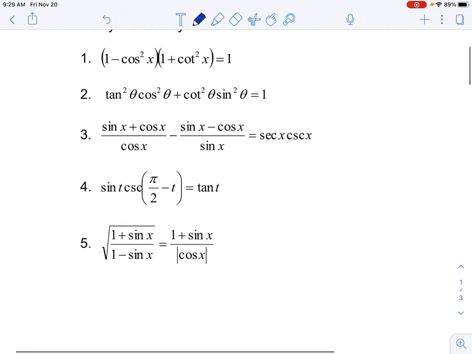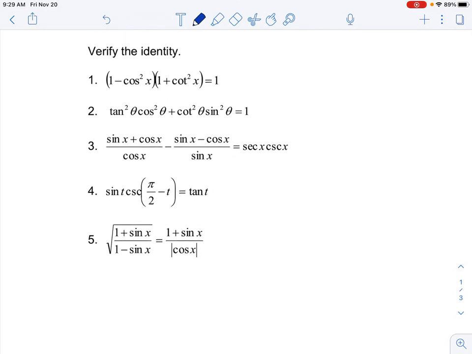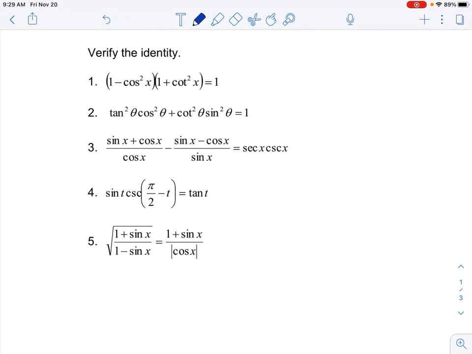All right, class, this is going to be a video of me working out these 5 identities per your request. Just make sure to try these before you watch the video, right? Because if you watch the video and you're like, oh yeah, I'm getting this, it's really hard to come up with these proofs or verifications on your own. So give it a shot and then come back to the video.